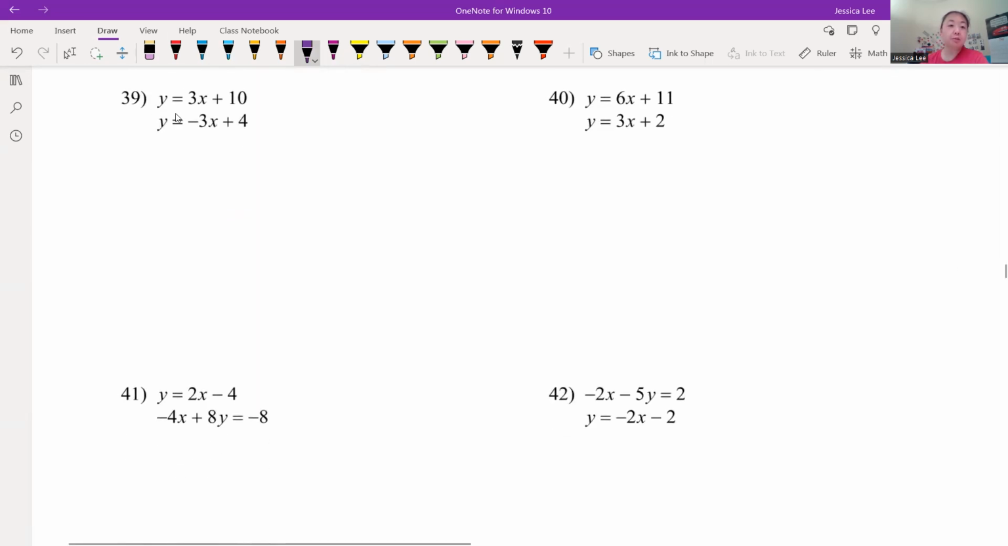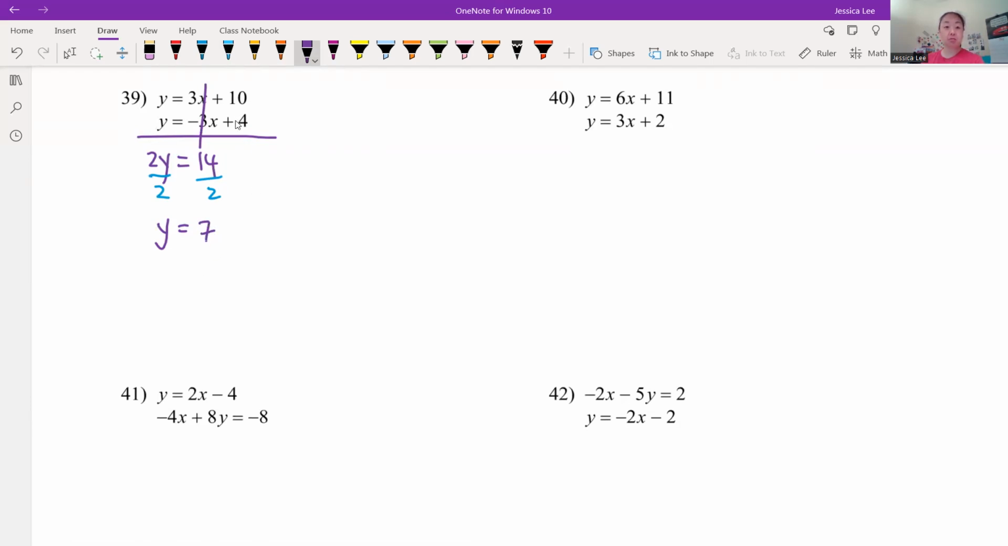The reason why I know that is because notice the form is exactly the same, but this is 3x minus 3x. So you could cancel them out. It does work. And what's y plus y? That's 2y equals 14, right? 10 plus 4 is 14. And then you're just going to divide both sides by 2. You see, you can totally use elimination. It just depends on what the situation is, right? 14 divided by 2 is going to be 7.